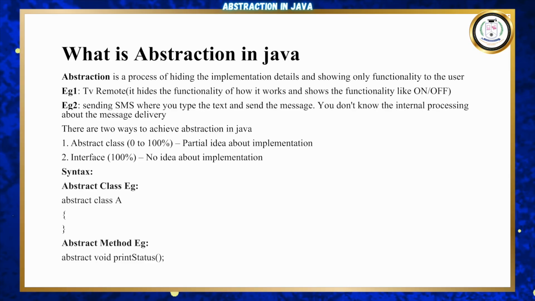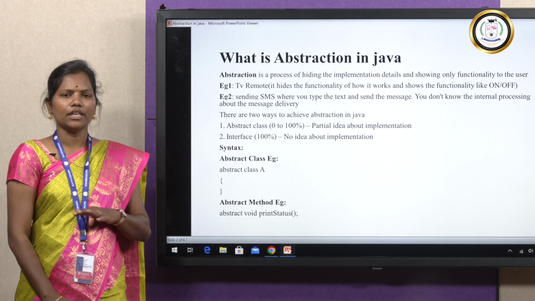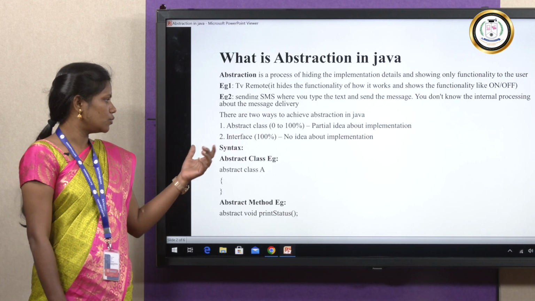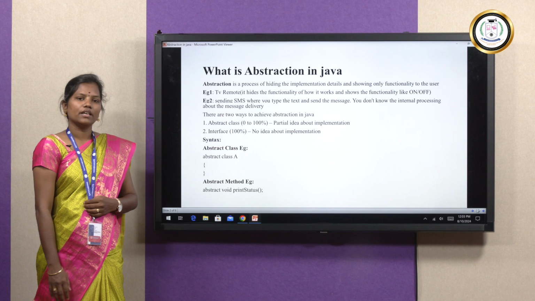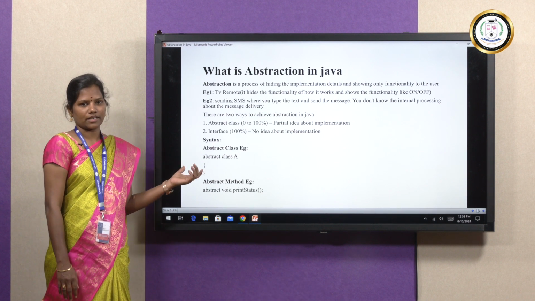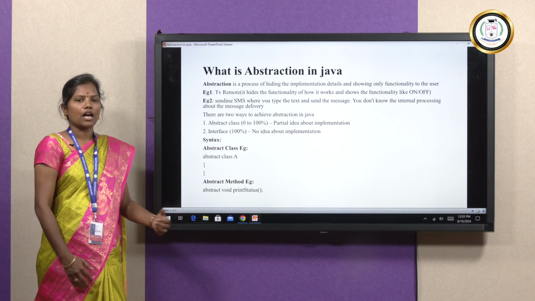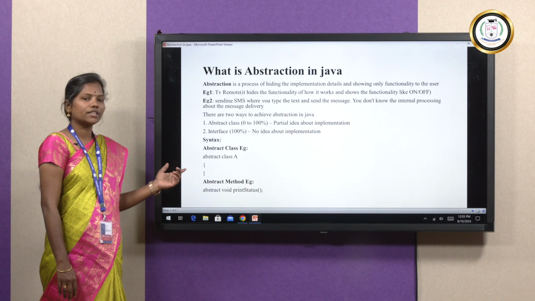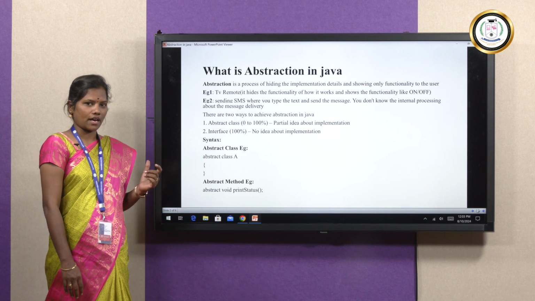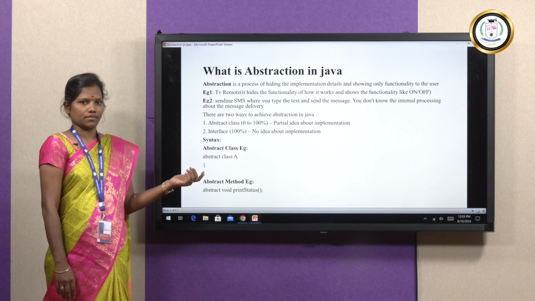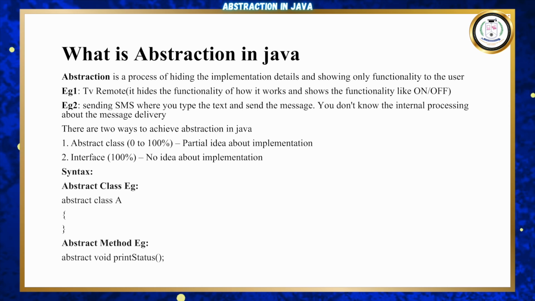Next, there are two ways to achieve abstraction. If we have 0 to 100% of implementation idea, we can use an abstract class. If we don't have any implementation idea, we can use an interface. So let's see the syntax for abstract class. For an abstract class, we have to use the keyword abstract: abstract class, class name.